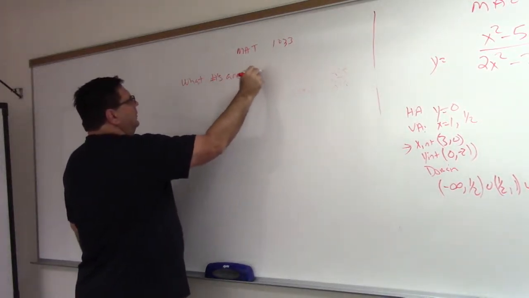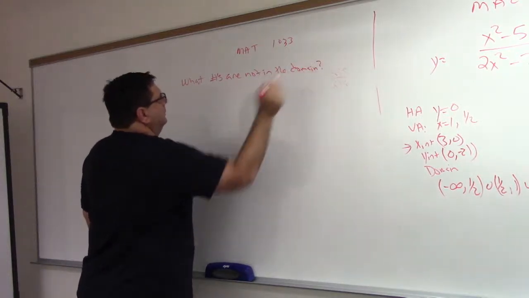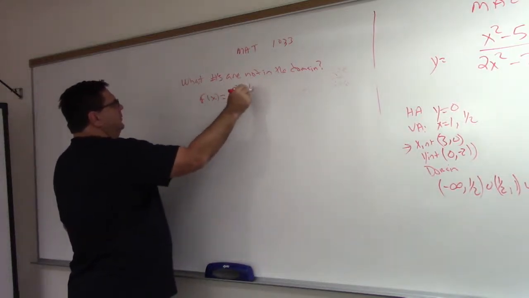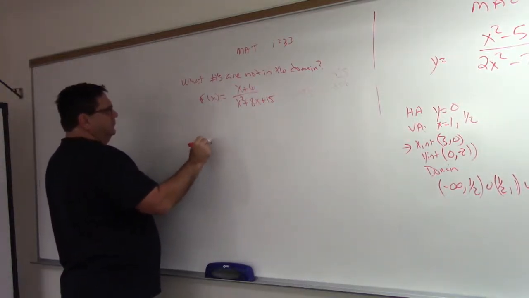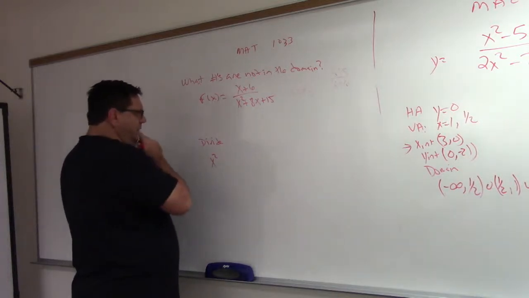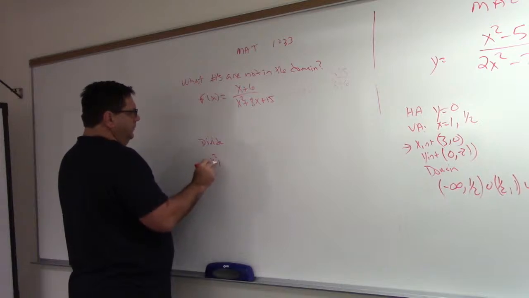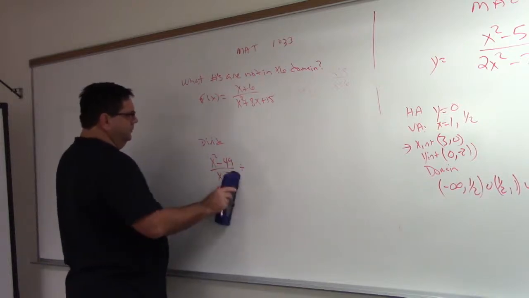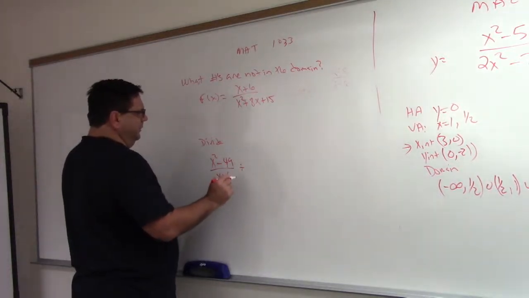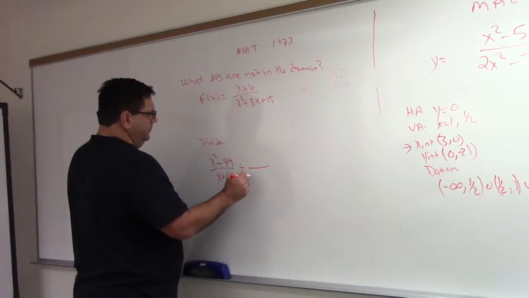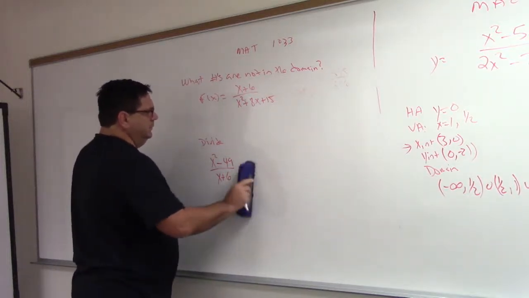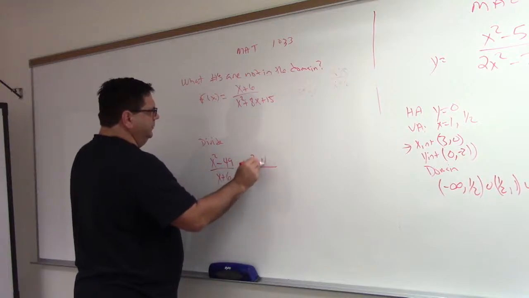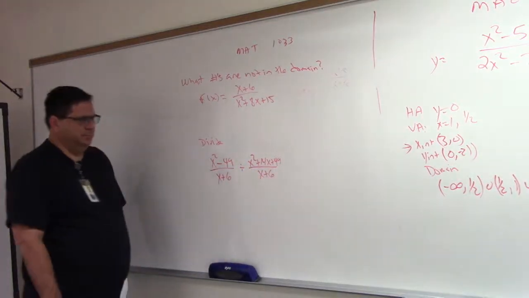Certain numbers are not in the domain. Divide x squared minus 49 over x plus 6, divided by x squared plus 14x plus 49 over x plus 6. Divide those.